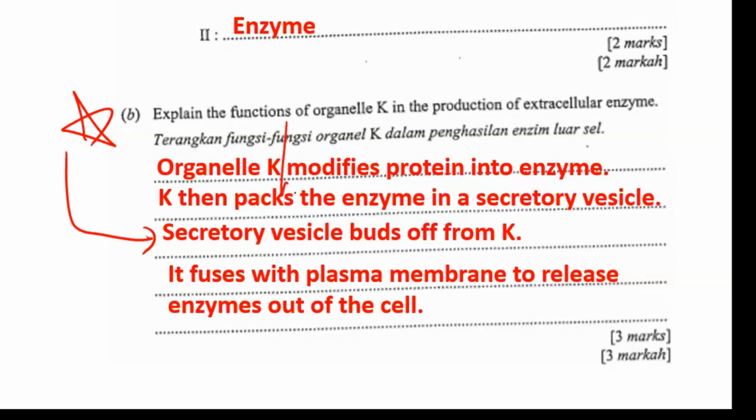Of course, in front of modify, you want to put process and modify can. But the keyword is modify. Okay, so the 1 mark is more for this up. Secretory vesicle butt off. One point you are learning. Comes out from K. Is it the same as from the tip of Golgi? Can also. But they don't need so specific like tip of Golgi.